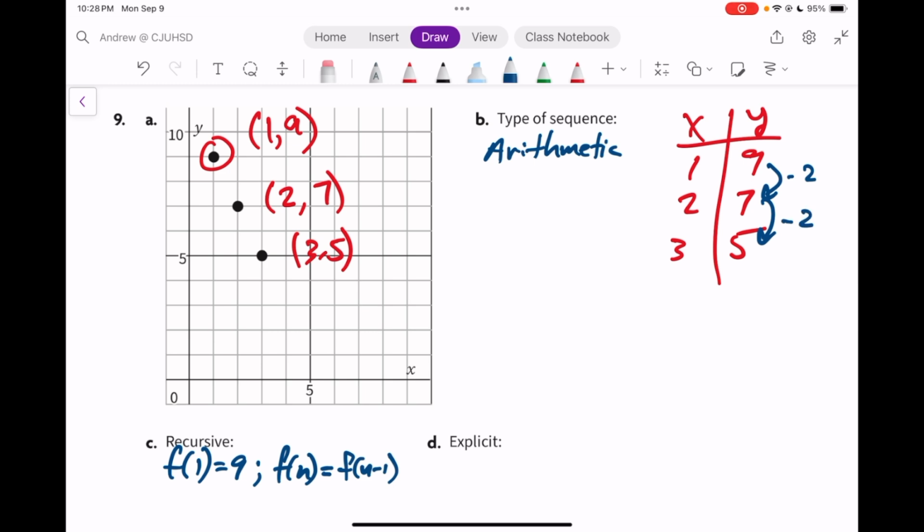And you could also say that that's the slope. To go down by 2 and over 1. So minus 2 every time. The explicit is that f of n is beginning at 9. And then we're going to go down by 2, n minus 1 times. So there's your number 9.